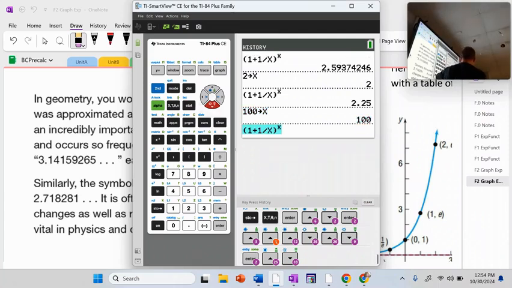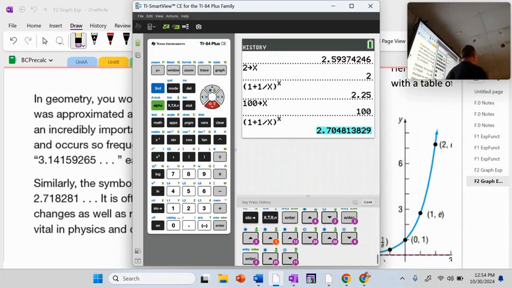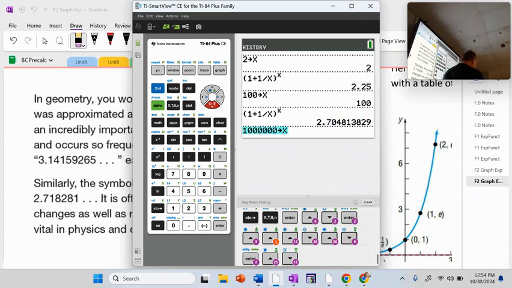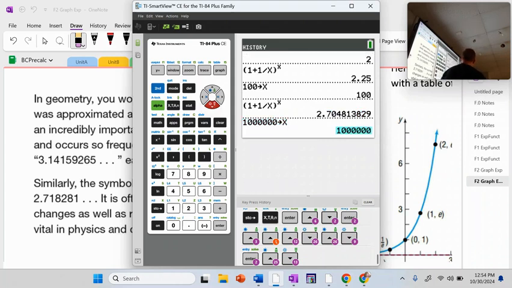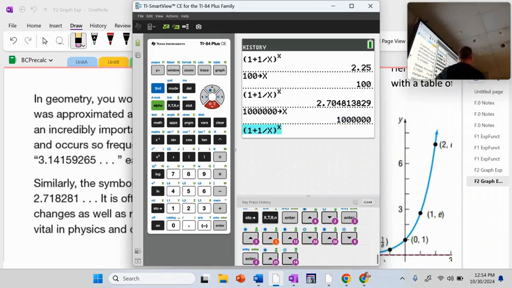Then I put in 100 for x, and then I retype this expression. So 100 for x, type that expression again, and then I got 2.70. Okay, great. And then I plugged in 1,000,000 for x. I typed that expression again. What I'm doing is I'm approaching a large number inputted for x.